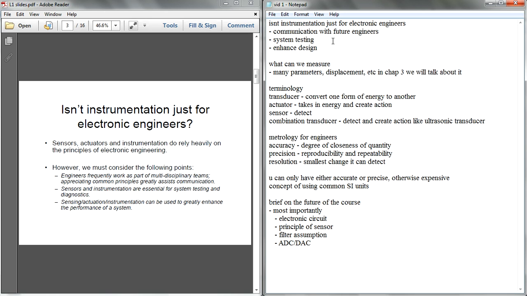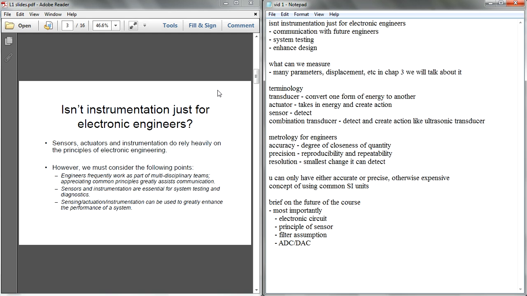Second one is system testing, so you can test whether your system is good. And then the third one is enhance your design, because some robotics or your design may require a sensing equipment, but you don't know which sensing equipment to choose. So this actually lists down whatever things that you need.